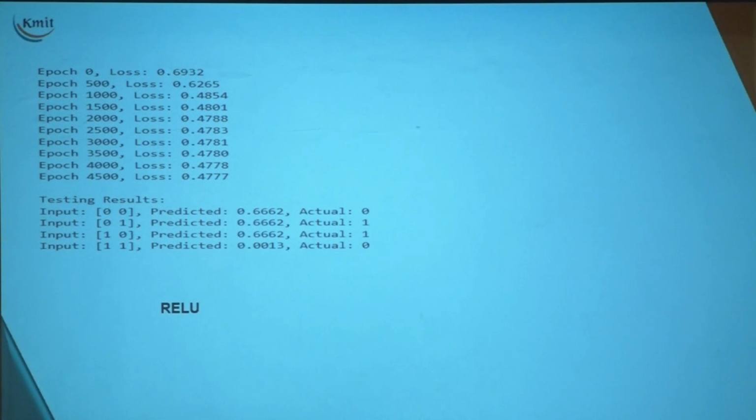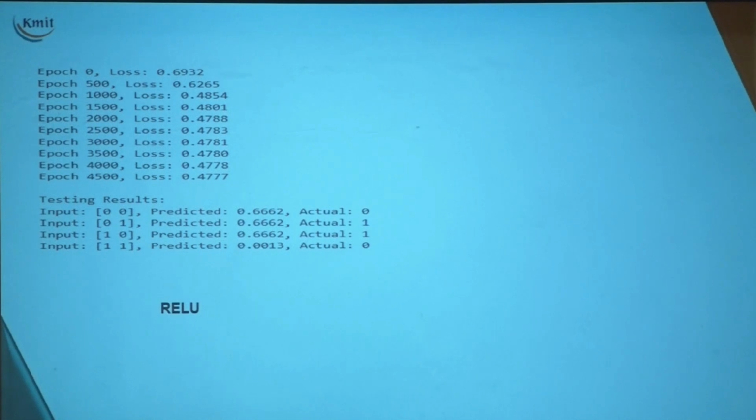So the accuracy is how much? Around 50. Okay, now look at the predictions. When the input is 0 0, what should be the output for 0 0? 0. But what output do we get? 0.662, which means 1. The actual output is 0, but the predicted output is what? 0.662, which means it is 1.